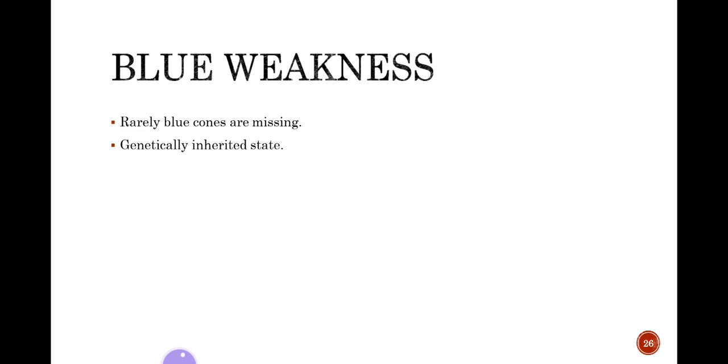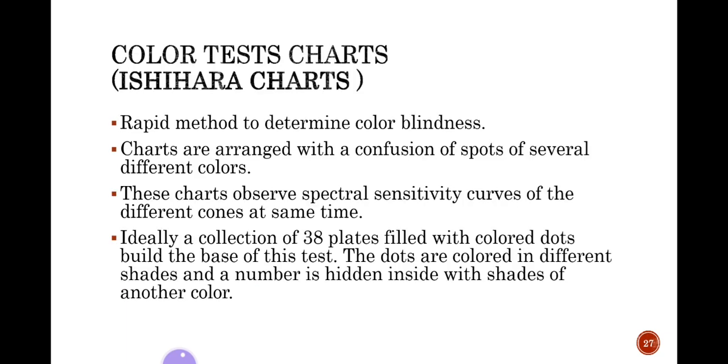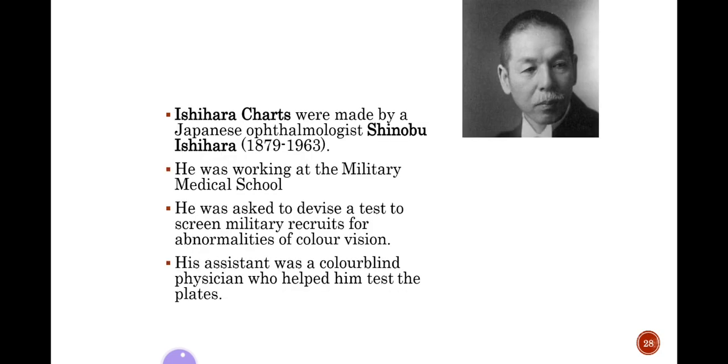Blue weakness: rarely, blue cones are missing, a genetically inherited state like the red green. How is color blindness checked? It is checked by the Ishihara chart. How are these charts made? These charts are arranged with continuous spots of several different colors. Ideally, a collection of 38 plates filled with color dots forms the base of this test. The dots are colored in different shades and a number is hidden inside with shades of another color.